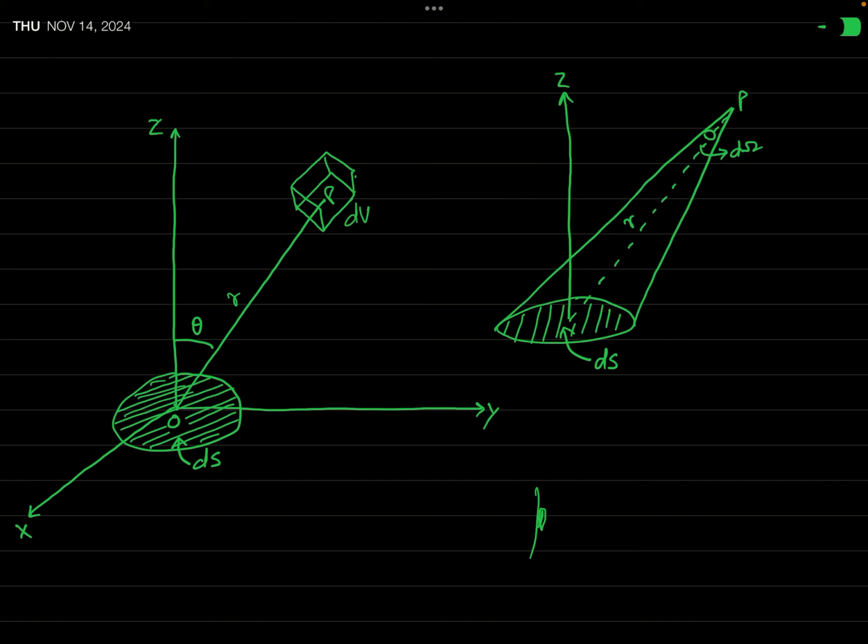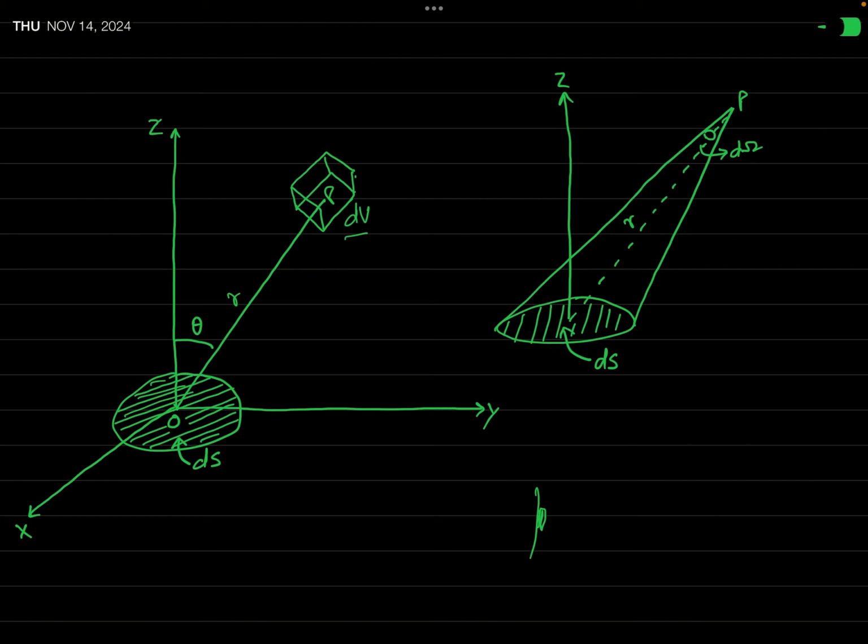Are you getting the things? ds is an elementary surface on the wall, or you can say that we consider a very small element of the wall. And inside the room we consider an elementary volume dV surrounding this point P, and this dV is at a distance r from this surface element.